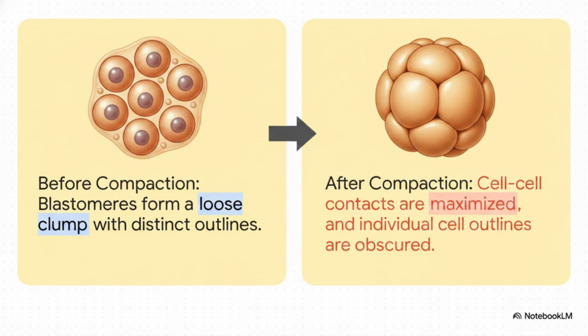You can really see the difference here. I mean, look, before compaction, the individual blastomeres are pretty distinct, almost like a little bunch of grapes. But after compaction, they form this smooth, tight sphere, and you can barely even make out the individual cell outlines. It's a really dramatic and absolutely crucial transformation.